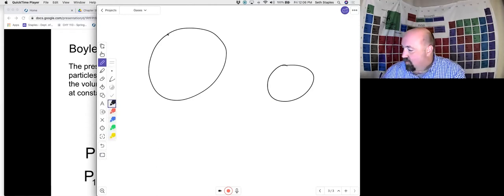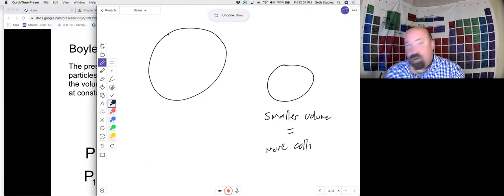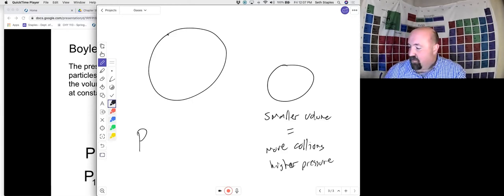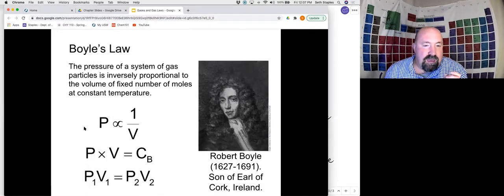And so the smaller volume has more collisions, and thus a higher pressure, leading us once again to be able to say that pressure is inversely proportional to volume. And we can see mathematically how that's working out here, but what that leads us to is the mathematical expression of Boyle's law of P1 V1 is going to be equal to P2 V2. And we'll see how we use that in just a minute.